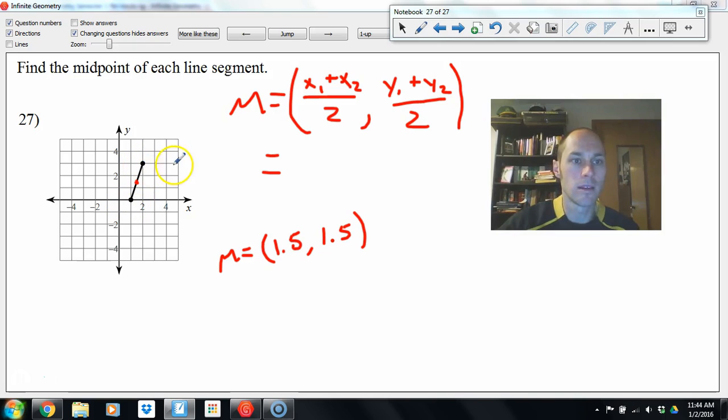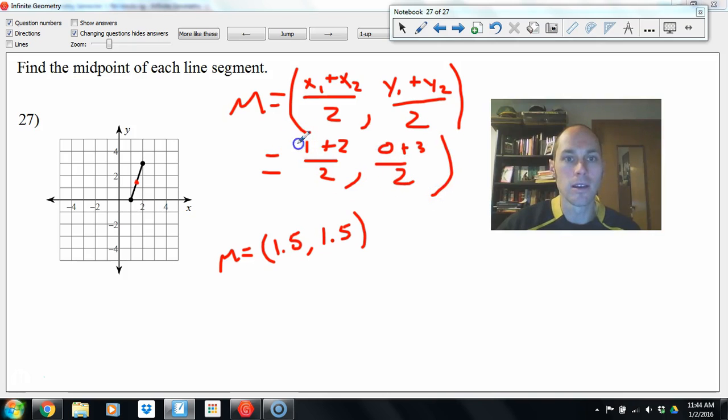To do that algebraically, add up the x coordinates. So 1 plus 3, or 1 plus 2, rather. Divide those by 2. And the y coordinates. This one is 0, this one is 3. And we should get the same thing. 1 plus 2 is 3, divided by 2 is 1.5. 0 plus 3 is 3, divided by 2 is 1.5.